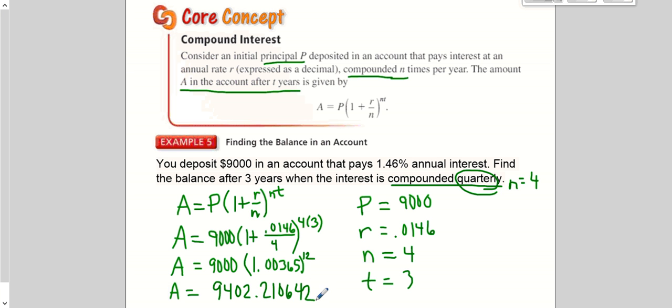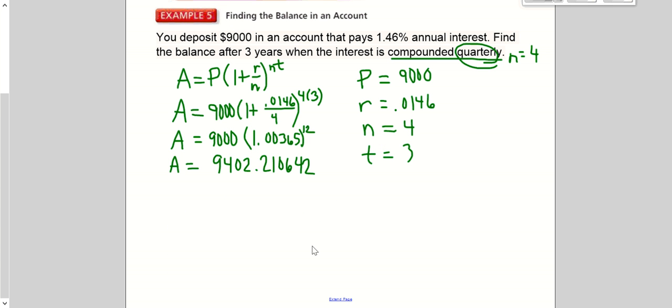All right, some word problems will tell you what decimal place to round to, some will not, and we stay consistent with the problem. This problem is money. So when you're doing a money problem, we always want to round to 2 decimal places for dollars and cents. So look at it carefully, round your answer. $9,402.21. That would be the amount in the account after 3 years, getting 1.46% annual interest compounded quarterly.